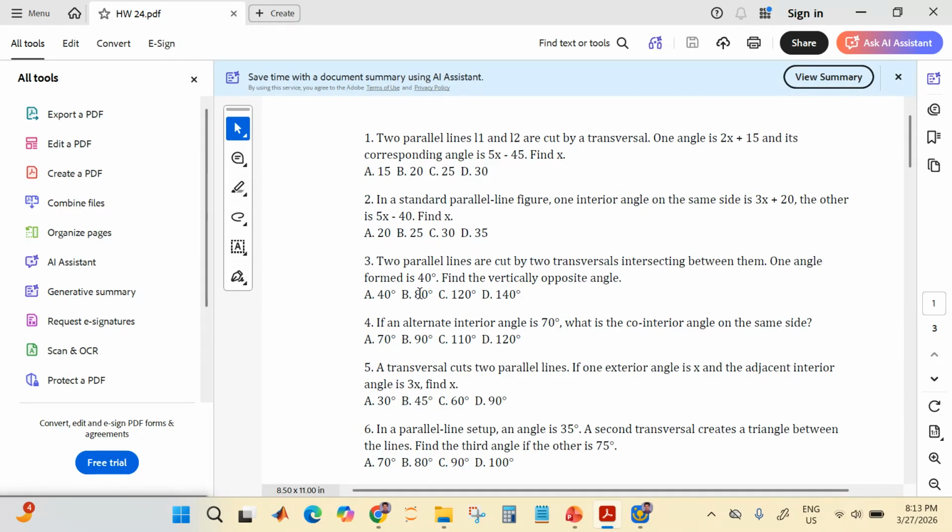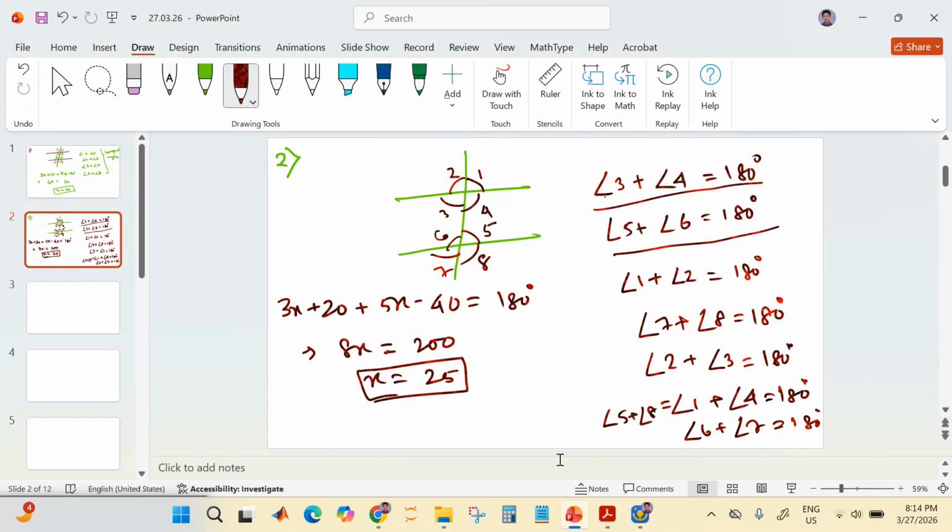One angle is found 40 degree, find the vertically opposite angle. So directly you can say it is 40 degree because vertically opposite angles are always equal. So no need to draw anything. Just check the keywords, it is vertically opposite angles. And we know vertically opposite angles are equal.